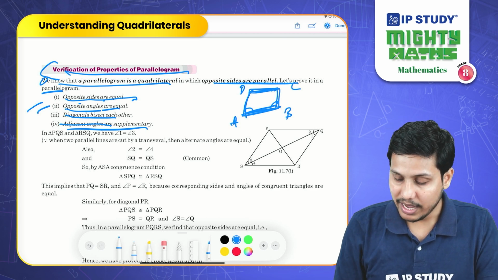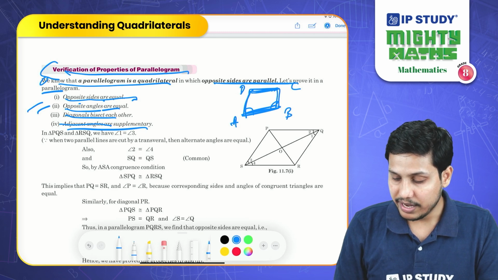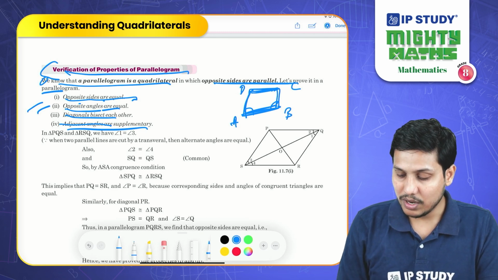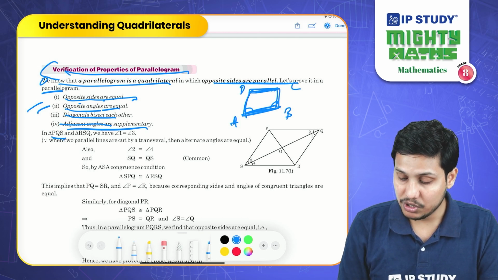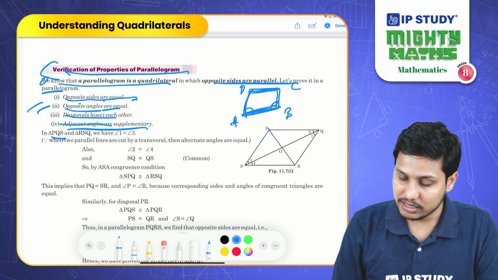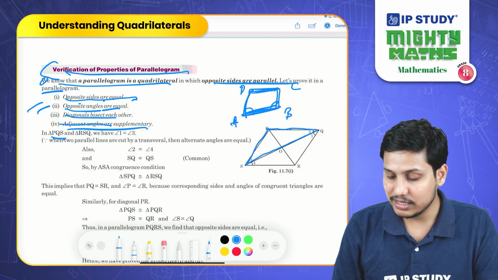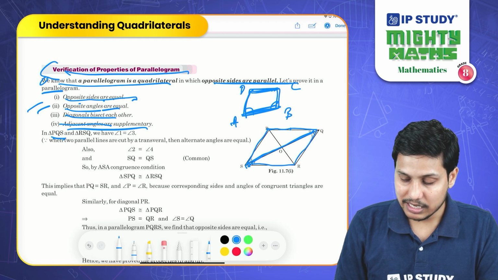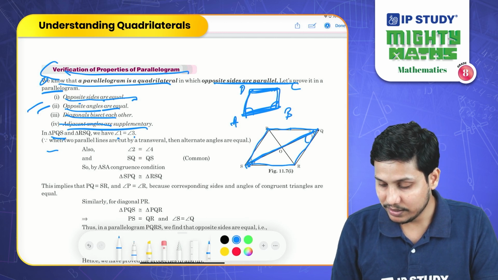Now we have a parallelogram PQRS with two diagonals also. In parallelogram PQRS we have two triangles. If we say PQS, then this will be triangle 1, because we need opposite sides. So this will be the first triangle and this will be the second triangle. Next, angle 1 is equal to angle 3. This is angle 1 and this is angle 3.